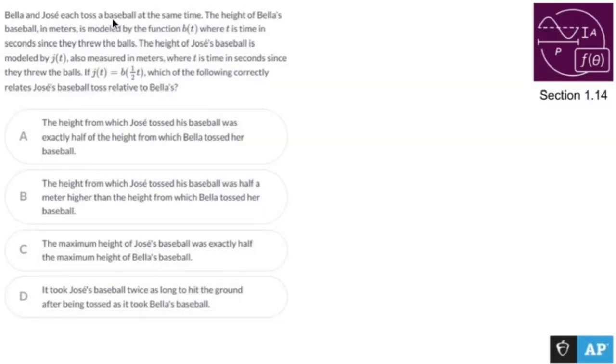Bella and Jose each toss a baseball at the same time. I wonder if it's the same Bella from Twilight. Probably. They're talking about baseball. Remember that scene where they're really fast?